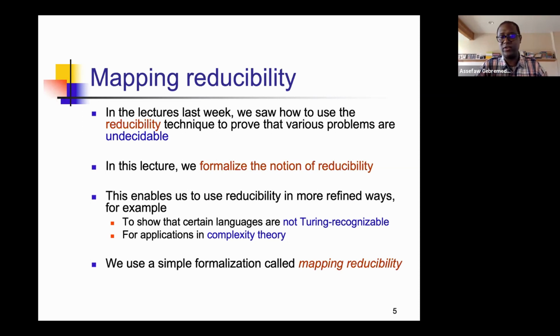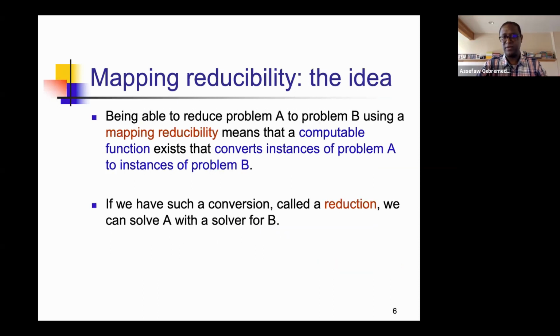The other thing is complexity theory. This is the connection why the lectures that we will have on Wednesday and Friday are related to mapping reducibility, and you will see why that is the case. Among the many, or at least several, ways in which reducibility could be formalized, we will choose something called mapping reducibility.